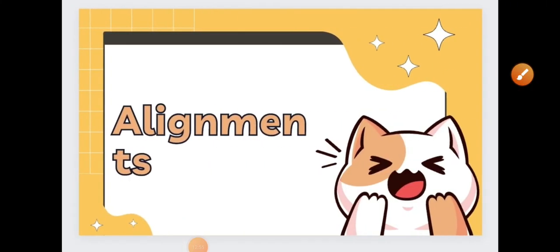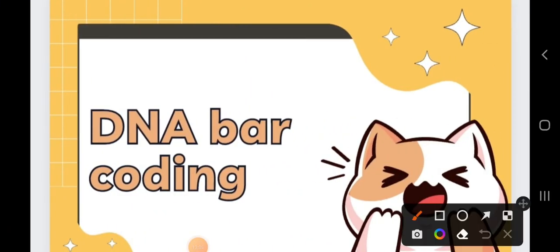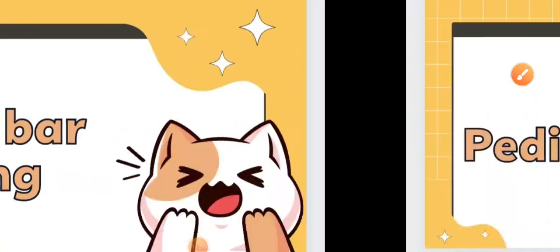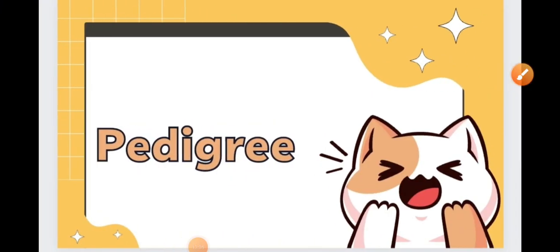And then comes alignments from bioinformatics. If not more, then you can read about global and local alignments. And DNA barcoding, this question comes as it is. Read about DNA barcoding. Pedigree, if you can solve it, very good. Otherwise you don't have much time, but I think you can solve it. The questions which come in DBT are way simpler than the questions which come in CSIR, okay? So pedigree, yes, you can give it a try.